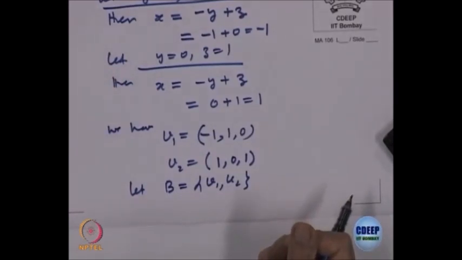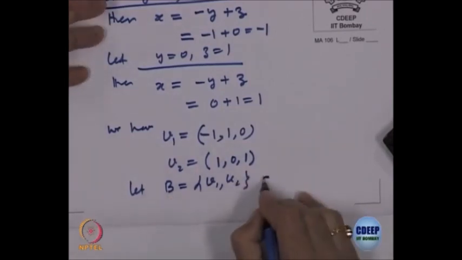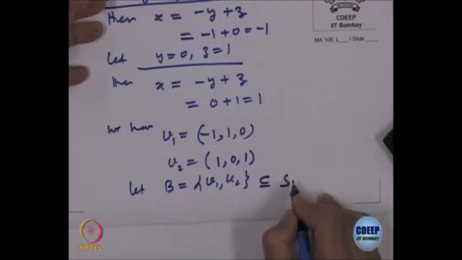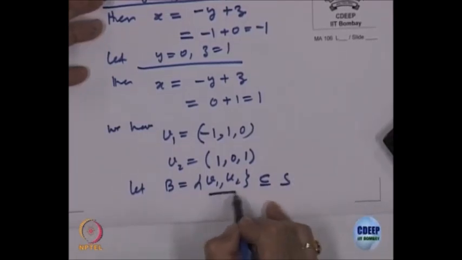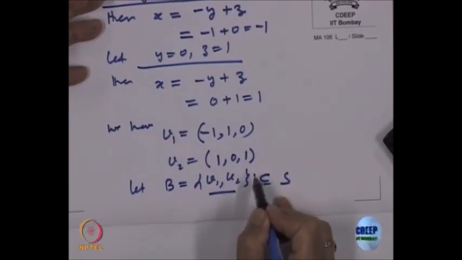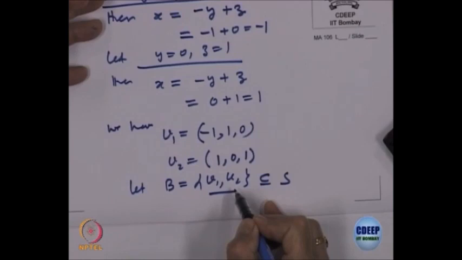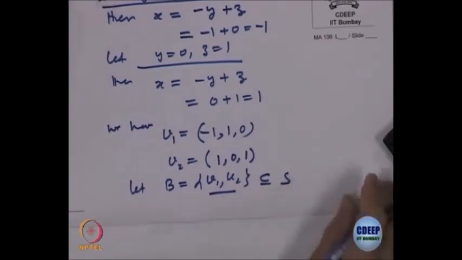So, if I can show that this set B is a subset of S, that vector space S of all solutions, and that it is generating everything and it is linearly independent, then this will form a basis for the solution space, right. So, how do I check the independence? Let us check independence.